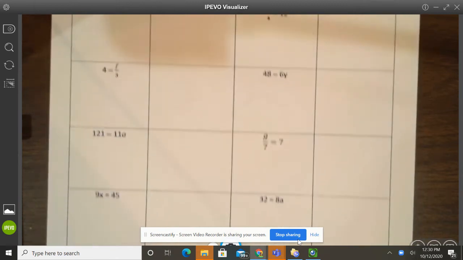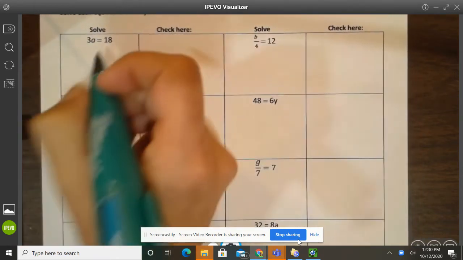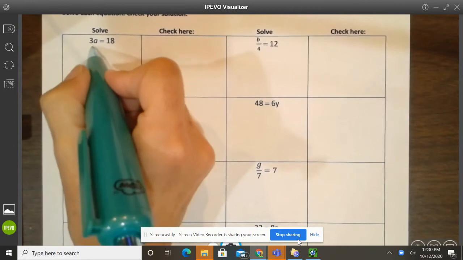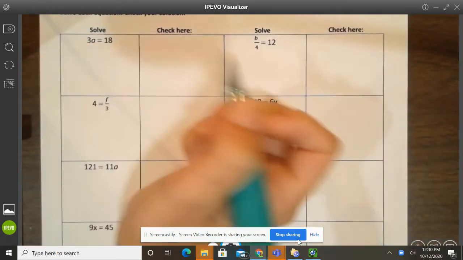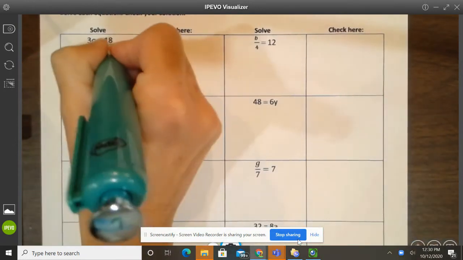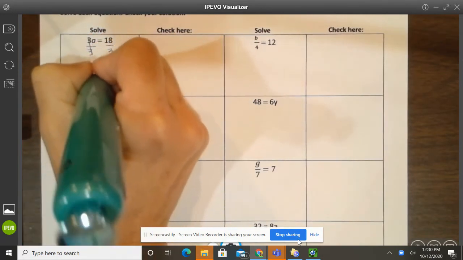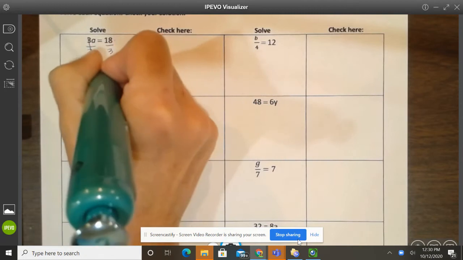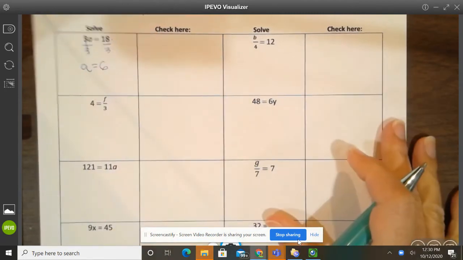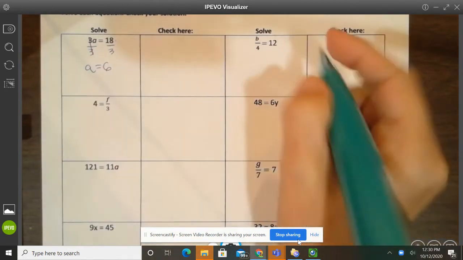All right. Let's do multiple types of problems here. So in this case, you are multiplying. The opposite of multiplication is division. So you divide to get rid of that 3. 3 divided by 3 is 1, so 1a. And then 18 divided by 3 is 6. And that's your answer.